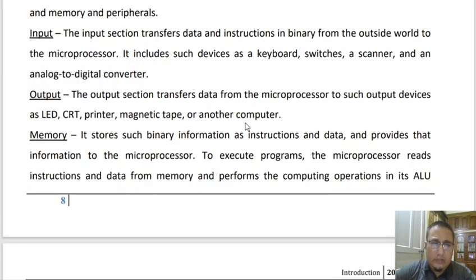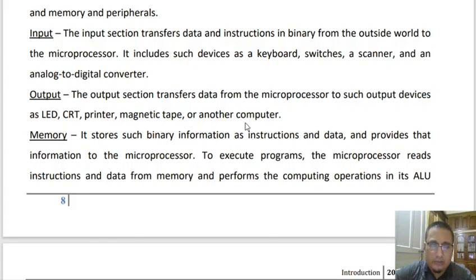We have the memory unit. The memory unit is capable of storing binary information pertaining to instructions and data that the microprocessor uses whenever it performs an operation. In order to execute a program, the microprocessor has to read the instruction, as we have discussed in the previous class. So we have instruction fetch, instruction decode, operand fetch, operand execute, and then operand store. These are the activities that are performed whenever a microprocessor has to execute an instruction.